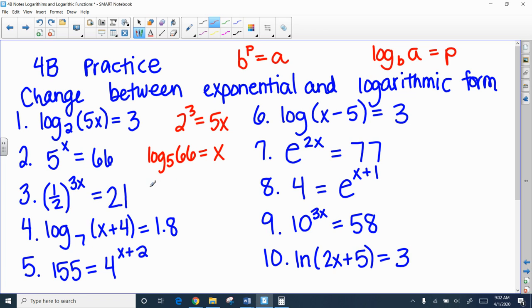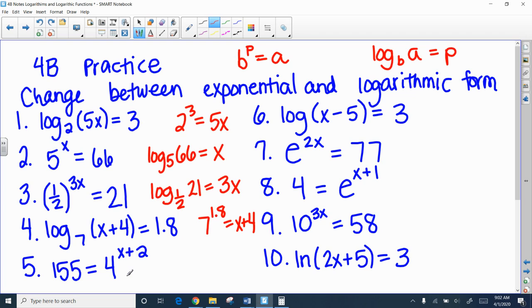Number 3 changes to logarithmic, so log base 1/2 of 21 equals 3x. Number 4 is going to change to exponential. 7 to the 1.8 power equals x plus 4.